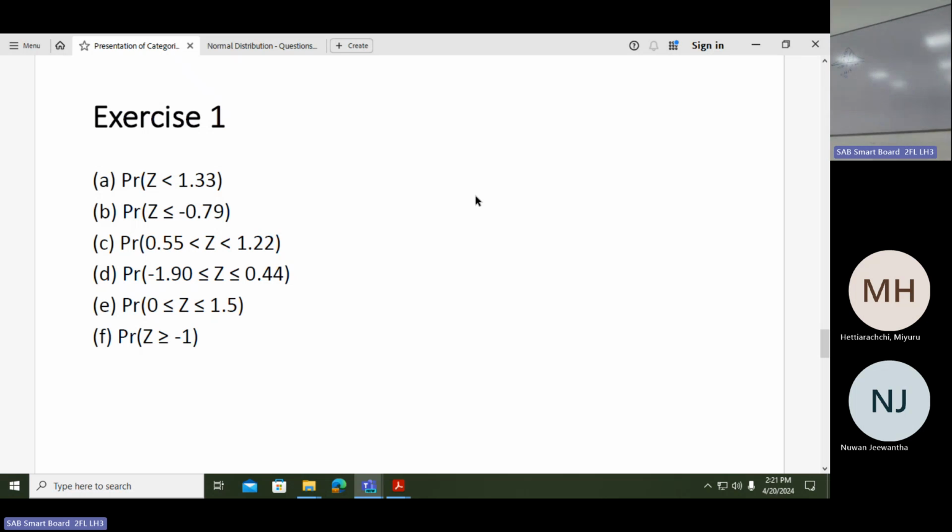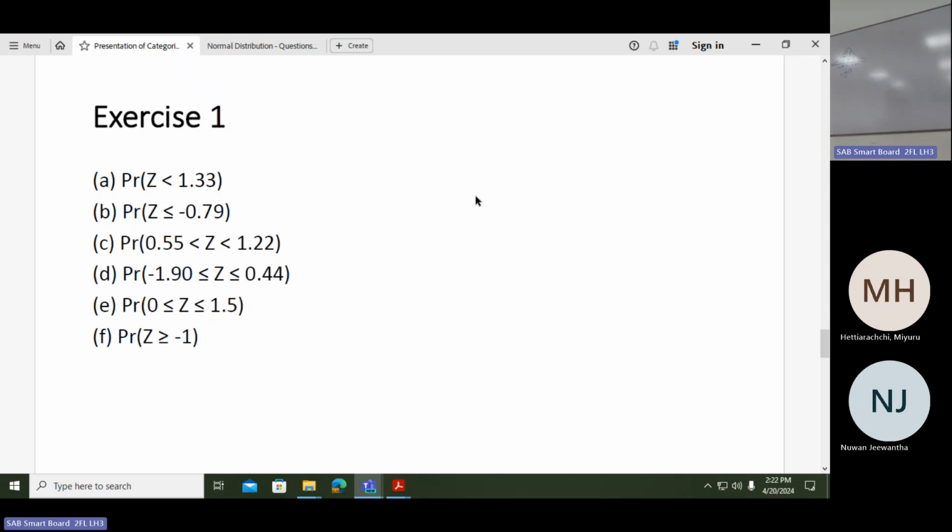Plus or minus gives the same probability value. The area, ignore the sign. Always we get 0 to 1.90. Then 0 to plus 1.90 is the same probability value. Always we get the area. Do not consider the sign.